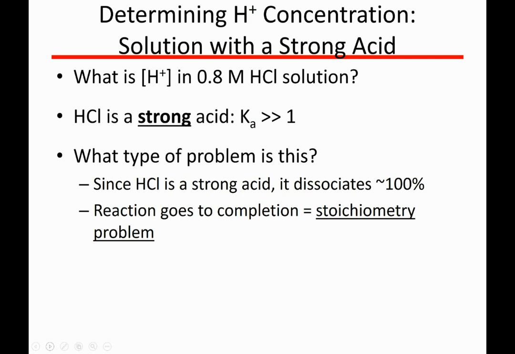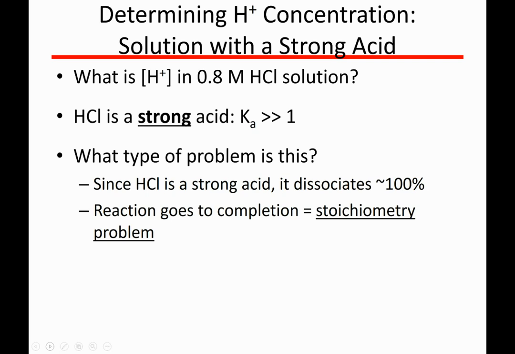Because we assume 100% dissociation, because we assume that the reaction goes to completion, we can say that this problem is a stoichiometry problem. Something that's helpful to keep in mind is that if you have a question that involves a strong acid or a strong base, that is a stoichiometry problem. You can remember that by putting all of these S sounds together, right? Strong acid, strong base, stoichiometry. It all goes together like that.